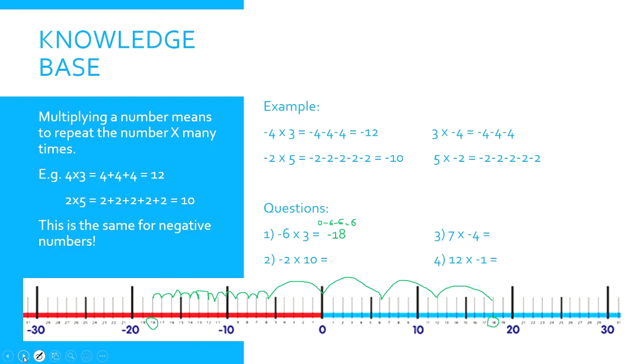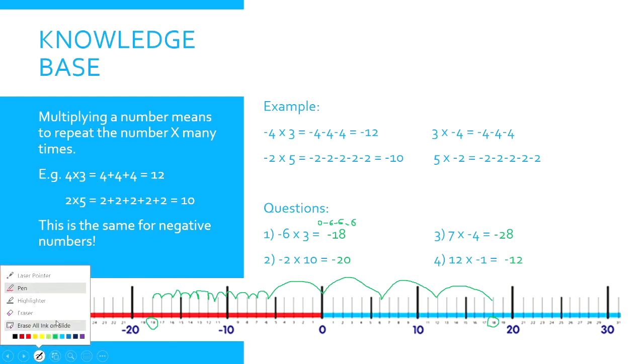Okay, so hopefully you've now had a go at those. So we have negative 2 multiplied by 10. You could write out negative 2 10 times if you wanted to, or you could do the steps on the number lines. Or you could think, well, 2 times 10, I know that's 20. So if I'm just doing negative 2 multiplied by 10, that must be negative 20. And then here's the answers for 7 multiplied by negative 4, which would be exactly the same as negative 4 times 7. Or 12 times negative 1, which would be the same as saying negative 1 times 12. Okay, so hopefully that makes sense to everyone.